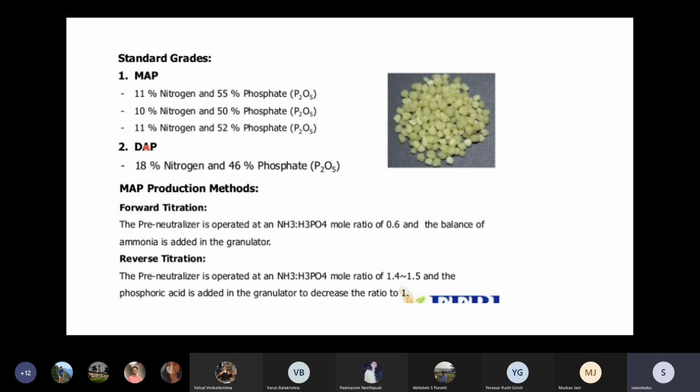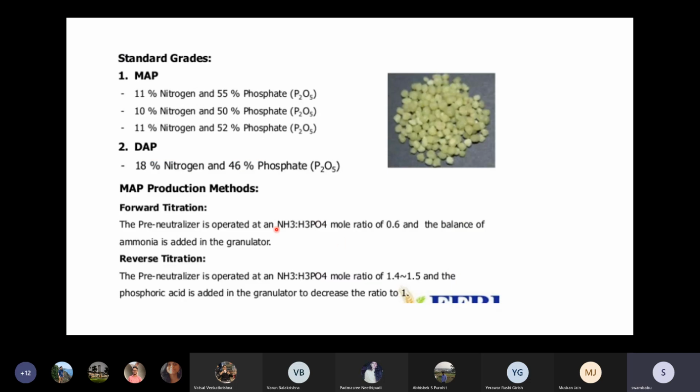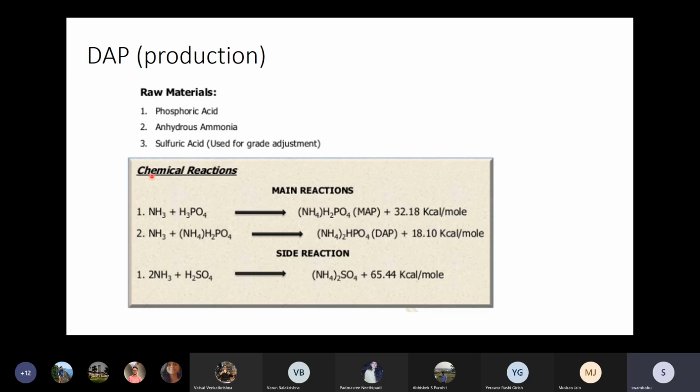In the diammonium phosphate, as you see, the NH4 twice is there, so the nitrogen content will be increased. So DAP will have 18% of nitrogen and 46% of P2O5. So if you want a further increase in nitrogen, that is, more nitrogen and less phosphate required in the fertilizer, then what we do is this grade adjustment.